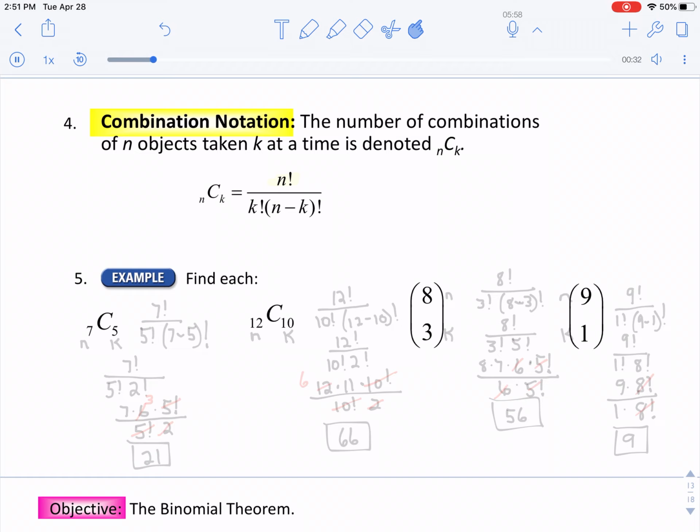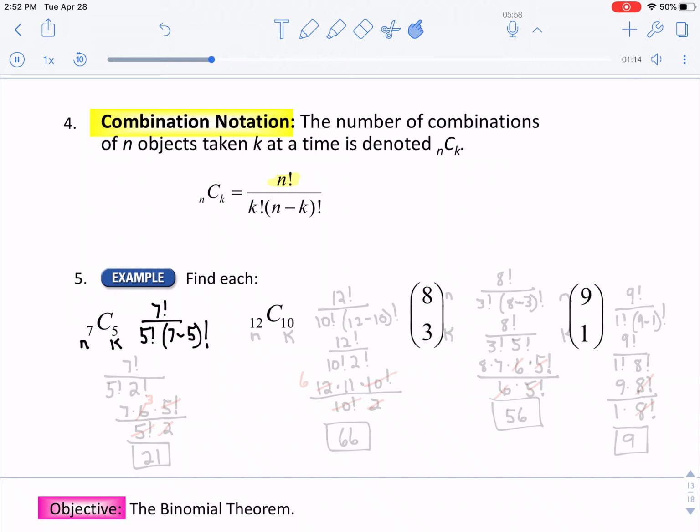So let's look at the first one. This is 7 choose 5. This is the n, and this is the k. So the formula says that you start with n factorial. So n factorial would be 7 factorial over k factorial, which is 5 factorial, times n minus k factorial, which is (7 minus 5) factorial.